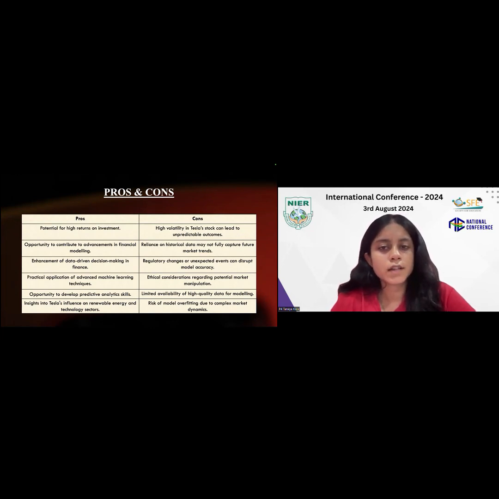Talking about the disadvantages, the high volatility in Tesla stock can sometimes lead to unpredictable outcomes. Then totally relying on historical data may not fully capture future market trends. Regulatory changes or unexpected events can disrupt model accuracy. Also, limited availability of high quality data for modeling is one of the disadvantages. And the risk of model overfitting due to complex market dynamics can also affect the stock prices at various timestamps.